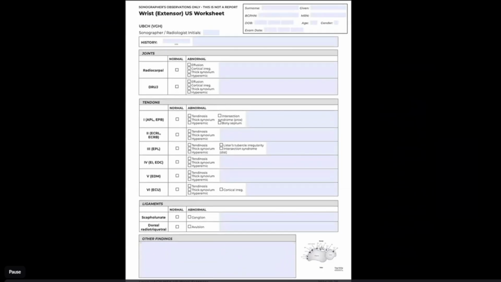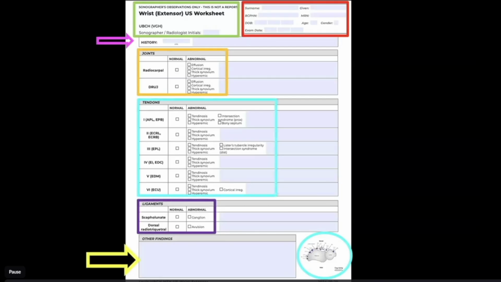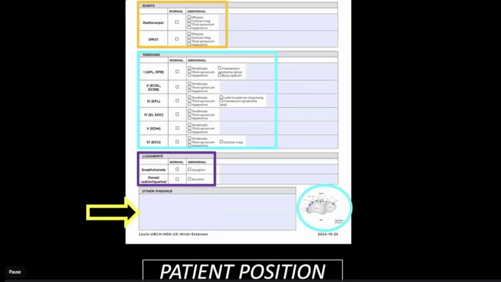Our worksheet, Dr. Louis has come up with a very simple to use worksheet where we can just check boxes, and also we can refer to the structures that we're supposed to be looking at. There's an area for the patient's ID, there's an area for history, the different joints that we should be assessing, the tendons, and a diagram on the bottom that we use from Radiopedia, and then the ligaments that we assess. And then there's another little area for any extra findings we might have seen.